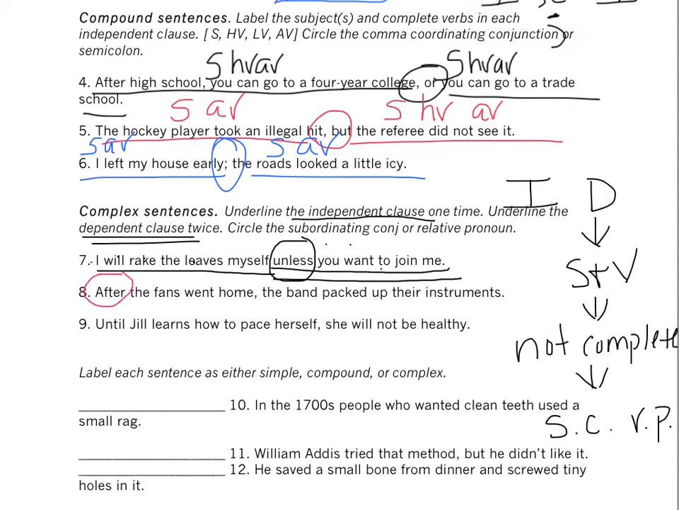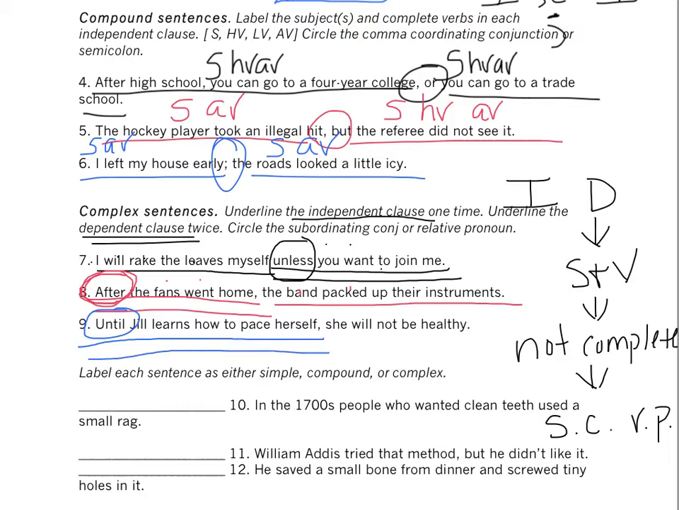The dependent clause in this one is after the fans went home. It has a subject, it has a verb, but it's an incomplete thought because it begins with the subordinating conjunction after. The band packed up their instruments is an independent clause because it has a subject, a verb, and it does make a complete thought. It doesn't start with a subordinating conjunction or a relative pronoun. Until is a subordinating conjunction, starting off the dependent clause, until Jill learns how to pace herself. She will be healthy is the independent clause.